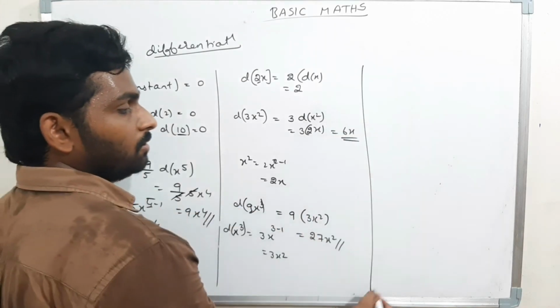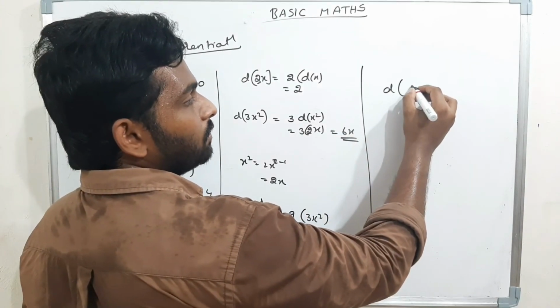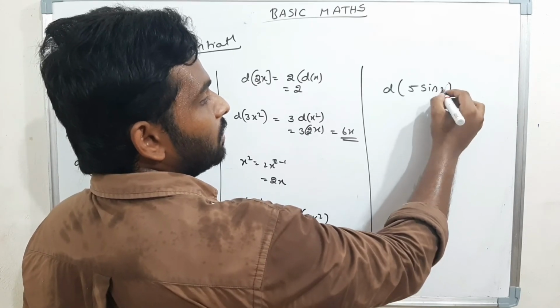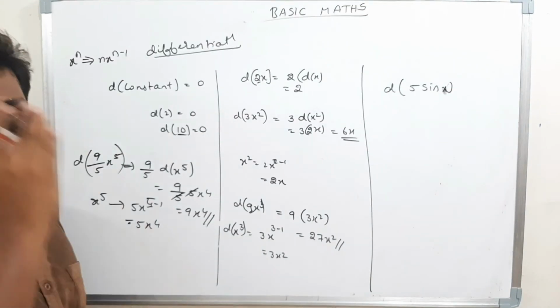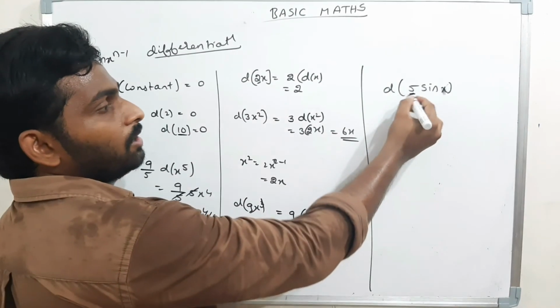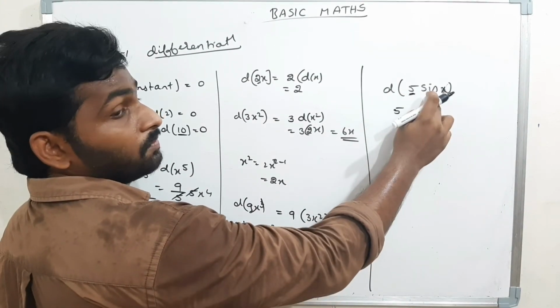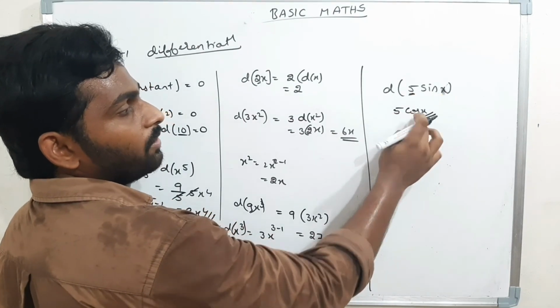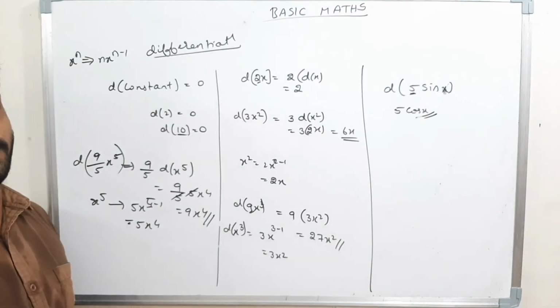Now one more example. Differentiation of 5 sin x. What is the differentiation of 5 sin x? 5 is a constant, you can bring it out. 5 into what is the differentiation of sin x? Cos x. Therefore differentiation of 5 sin x is 5 cos x. I think this is clear.